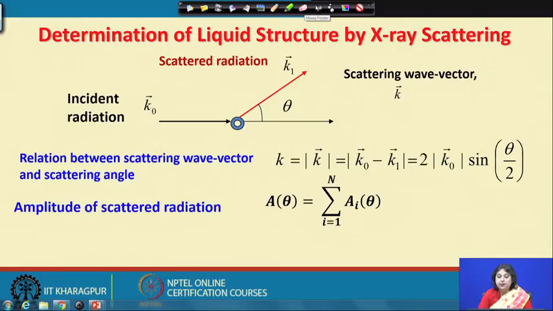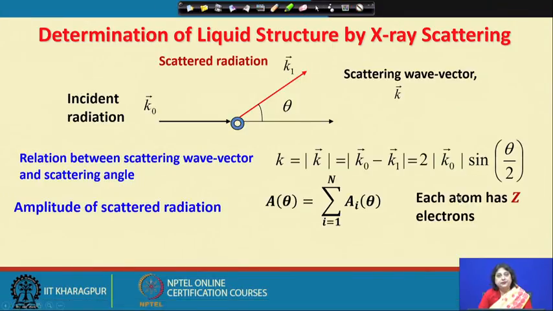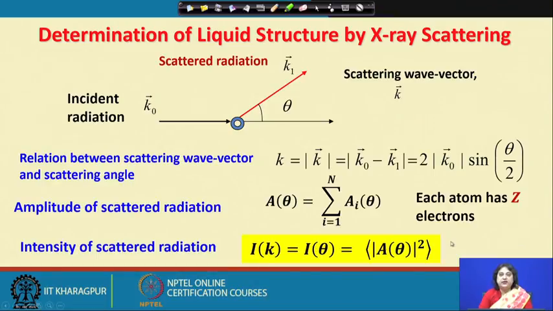But I should also remember that each atom has Z electrons, where Z is the atomic number of the atom, and therefore, the amplitude of scattered radiation at an angle theta is actually obtaining contribution from all the Z electrons associated with each atom, and I have N such atoms. As a result, the total intensity of scattered radiation is going to be an average over all these contributions.